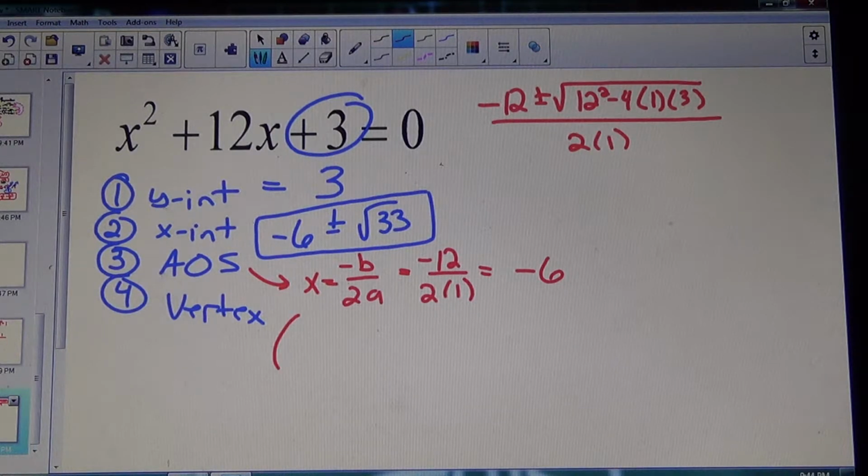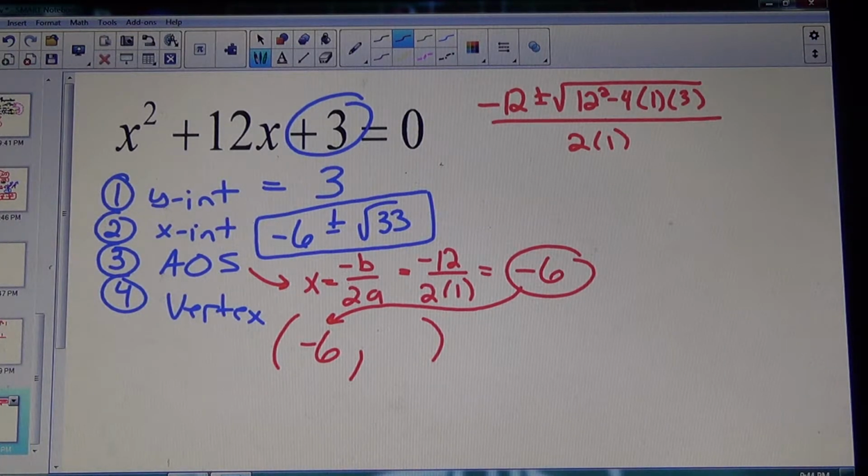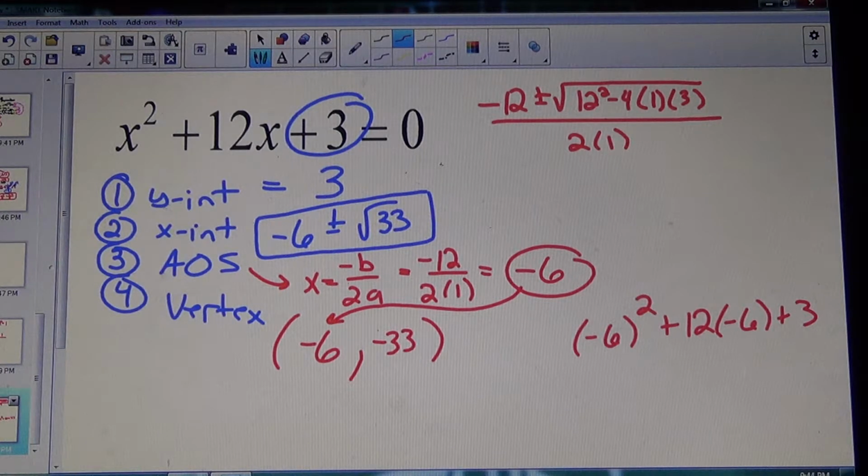And the last step is my vertex. Well, negative 6 here, what do I know about that guy? It will always be the x value for my vertex. How do I find the y coordinate? I plug it in, correct. So in my calculator, I would plug in negative 6: parenthesis negative 6 parenthesis squared plus 12 parenthesis negative 6, and then plus 3. And that gives me negative 33.